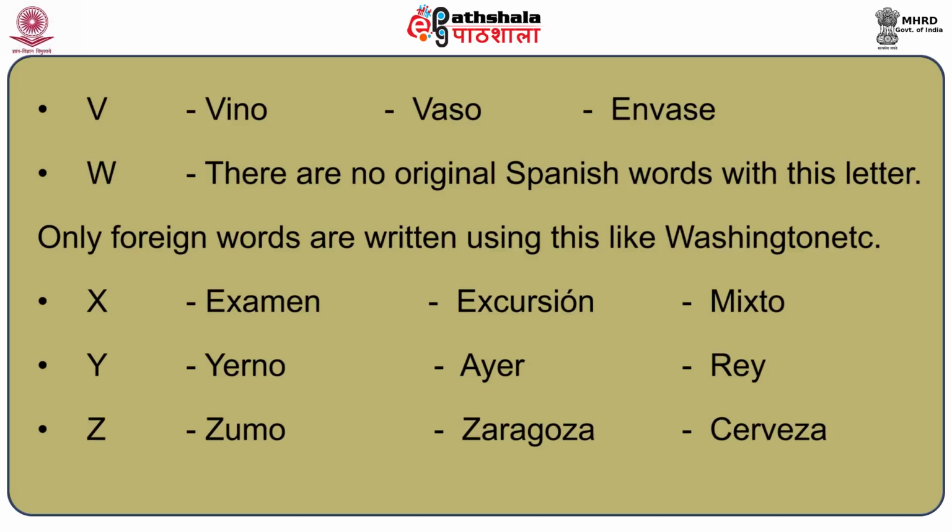Now the pronunciation of this alphabet will be soft, unlike English. For example, the first one is not zumo, but it is sumo. Like in English we say sir, that is of the alphabet S, the same sound will be produced in Spanish for this alphabet, that is zeta. So the first one is sumo, Zaragoza and cerveza. It should not be zumo, Zaragoza or cerveza, but sumo, Zaragoza y cerveza.